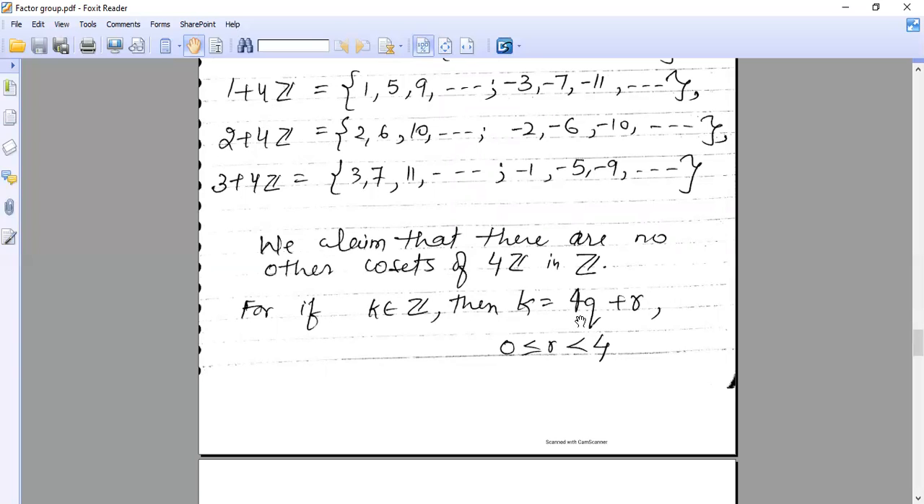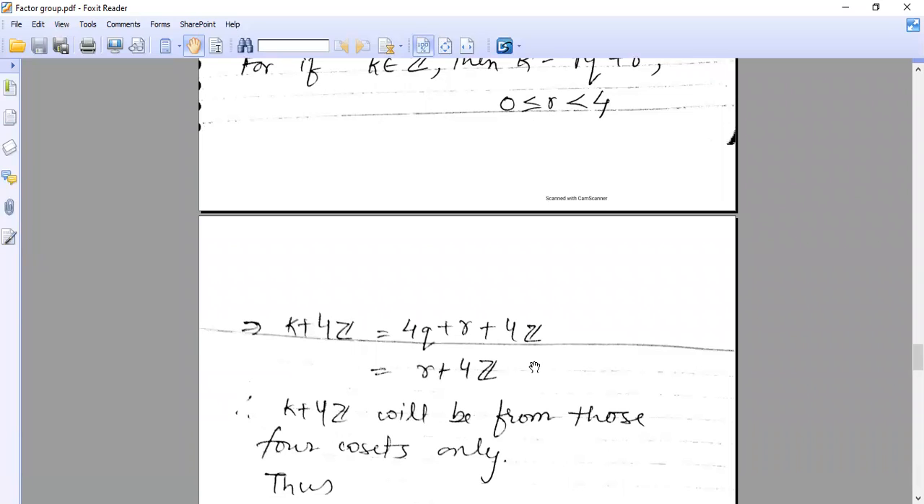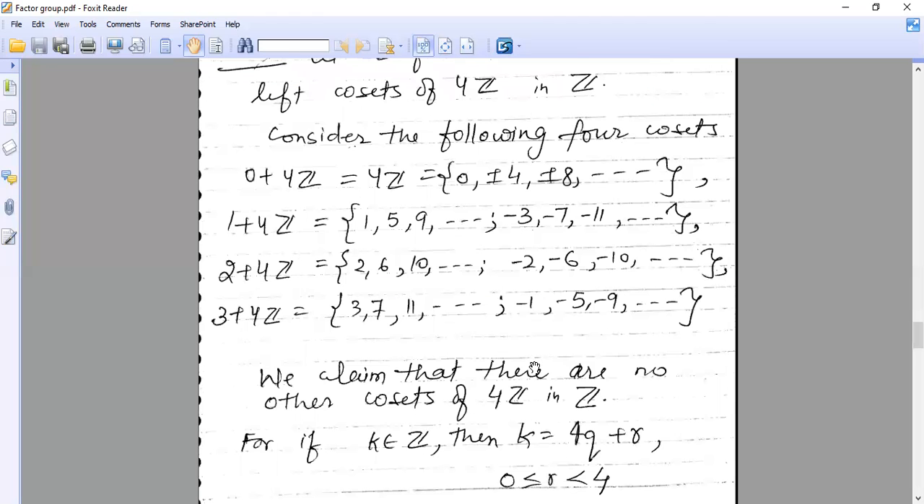k can be written like this: k is equal to 4q plus r. So if you are writing k is equal to 4q plus r, this is by division algorithm. You can write k is equal to 4q plus r, where your r is less than 4 obviously. So this r is greater than or equal to 0 and less than 4. So you are writing now k plus 4z. K you have taken any other integer from Z, and you are trying to find out the structure of k plus 4z, how k plus 4z looks. So we are trying to prove that k plus 4z is from these 4 cosets.